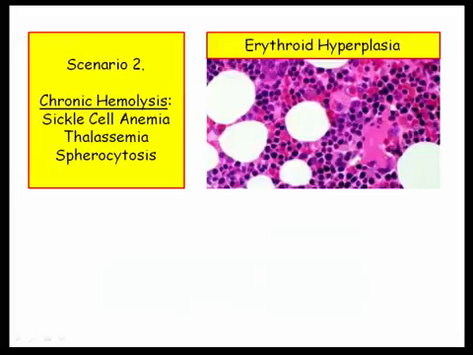Now we have patients with medical conditions associated with chronic hemolysis. Sickle cell anemia and thalassemia have defective globin chains, and spherocytosis has a defective RBC cytoskeleton. The conditions share in common premature destruction of RBCs that results in a reactive bone marrow termed erythroid hyperplasia.